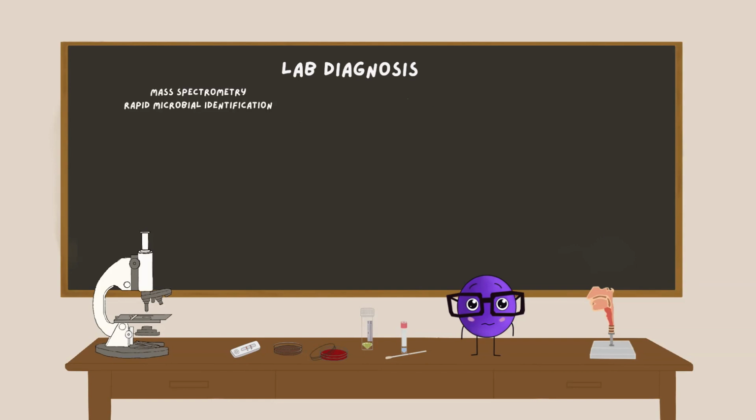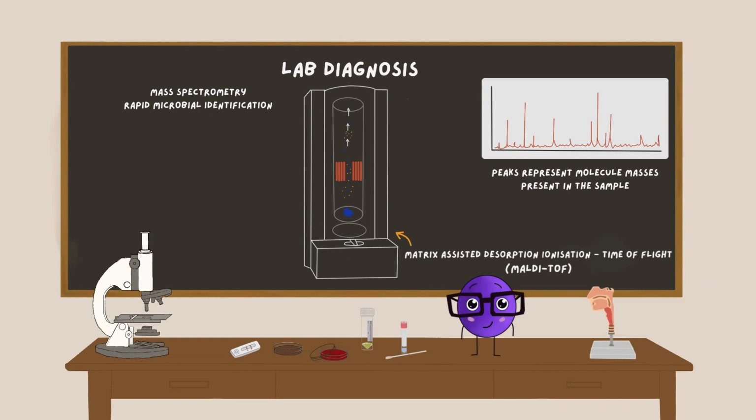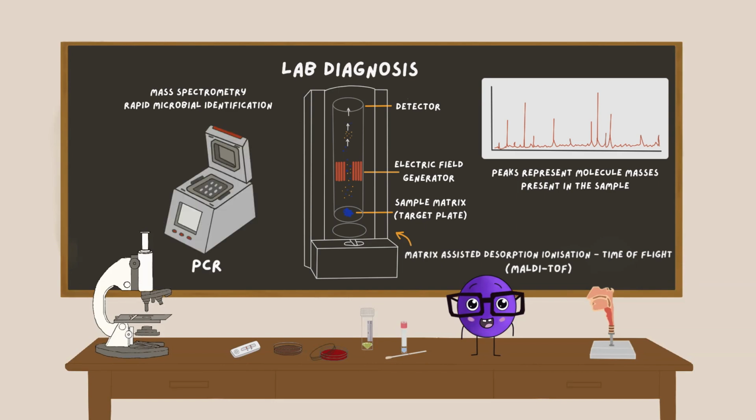Currently, mass spectrometry is used for early identification of bacteria and fungi. Matrix-assisted laser desorption ionization time-of-flight mass spectrometry, also known as MALDI-TOF MS, is rapid and sensitive, which makes it a popular choice for microbial identification. It only takes a couple of minutes to identify microorganisms to species level. For viral infections, polymerase chain reaction, PCR, is often used to detect genetic material.